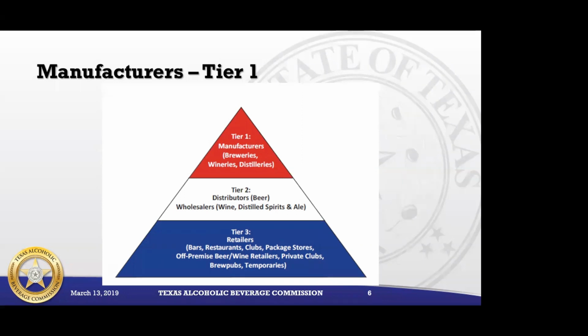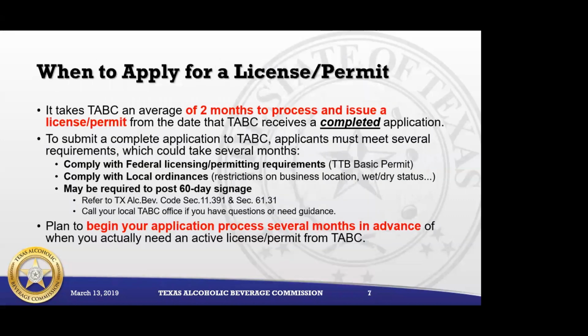Before we start discussing our out-of-state manufacturers, let's discuss application planning considerations. It takes TABC about 2 months to process and issue a license or permit from the date that TABC receives a completed application. Prior to submission of a completed application to us, you'll need to determine other requirements that may be necessary prior to your submission of your completed application to us.